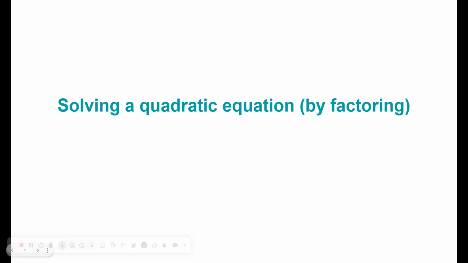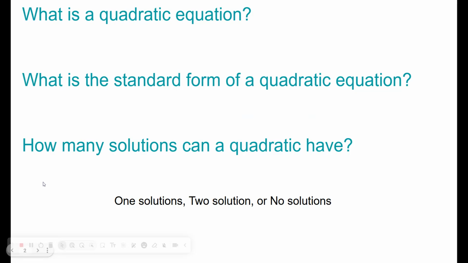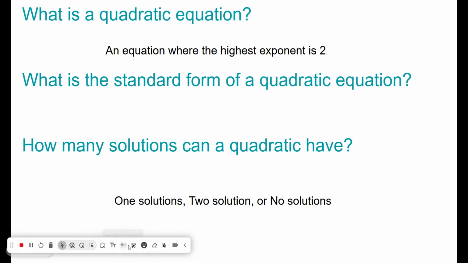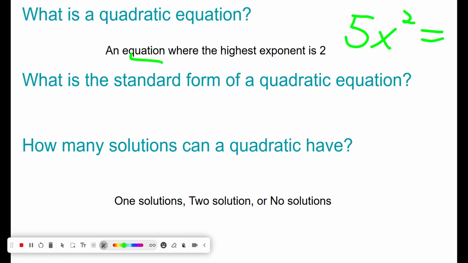All right, let's solve a quadratic equation by factoring. So what is a quadratic equation? That's an equation where the highest exponent is 2. We're used to seeing these kinds of things. 5x squared is in there, but it's gonna have an equal sign. But the highest exponent is 2.